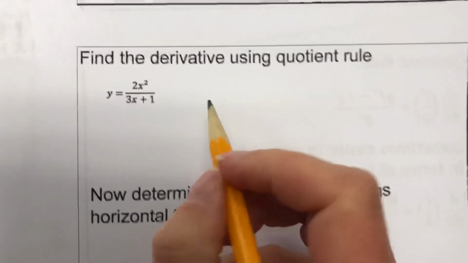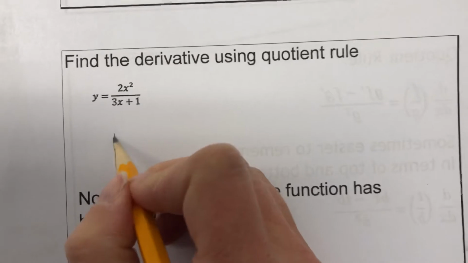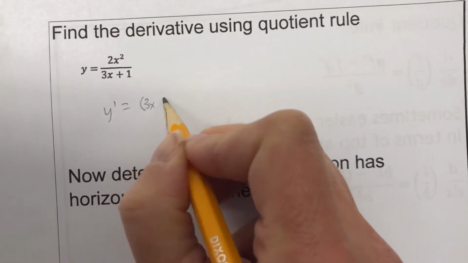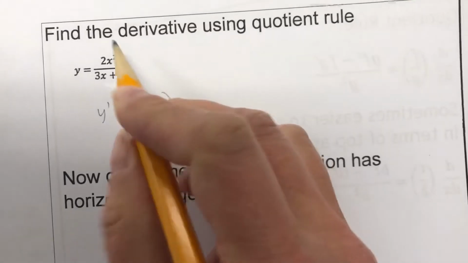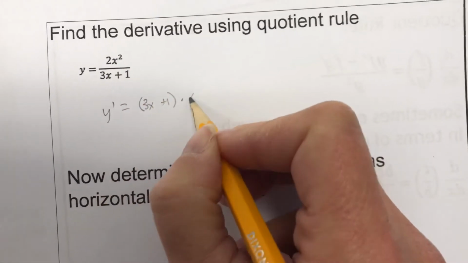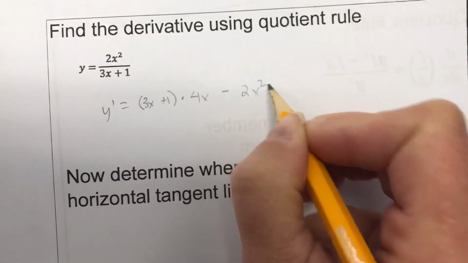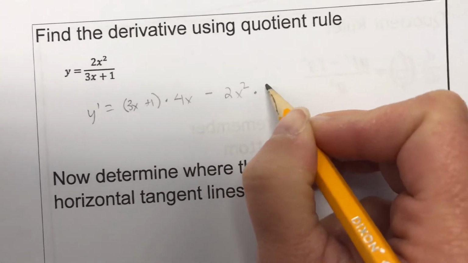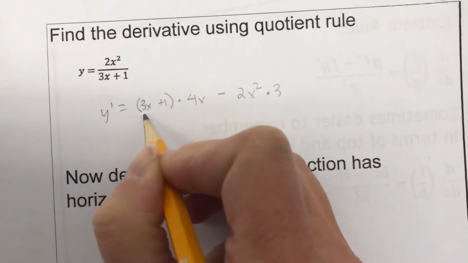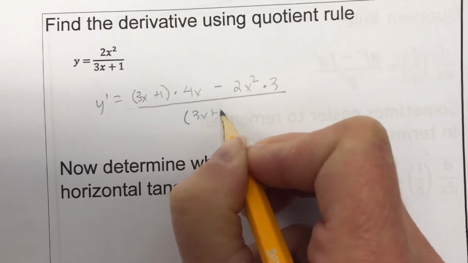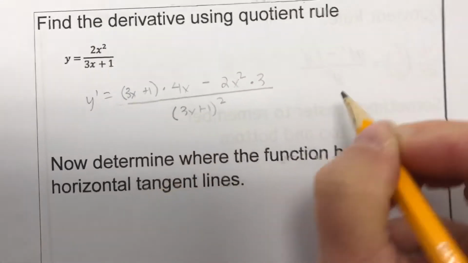Now let's do another example. Same idea: bottom times the derivative of the top. The derivative of the top here is 4x, minus top times the derivative of the bottom, which here is just 3, all over the bottom squared. You can leave it like that.